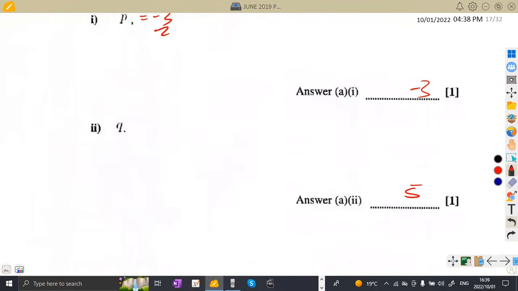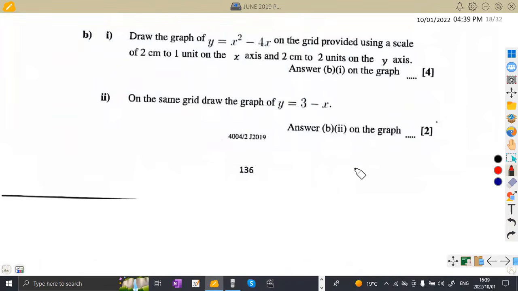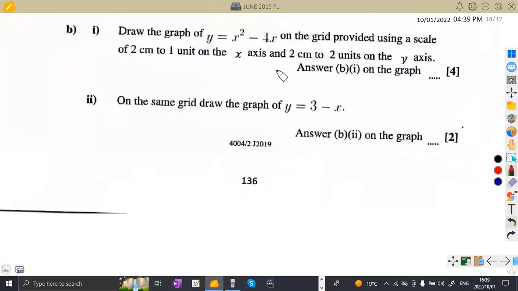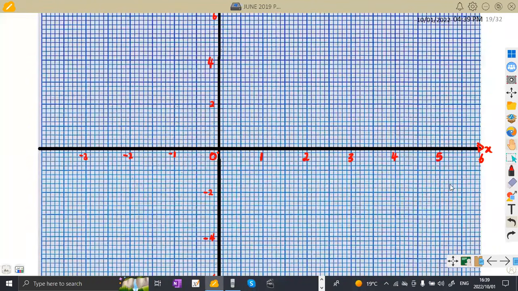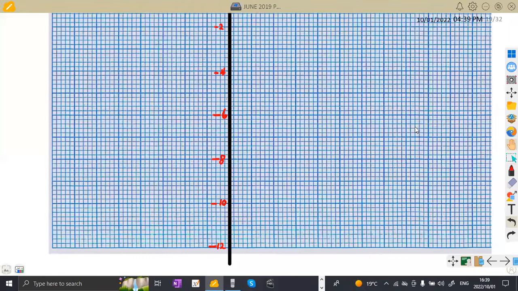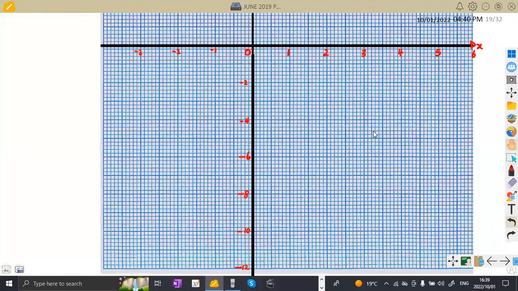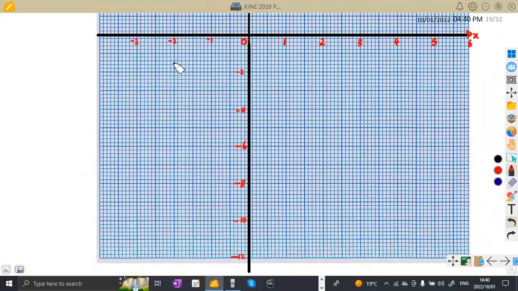Let's see the other part of the question. Now draw the graph on the grid provided using a scale of 2 centimeters to 1 unit on the x-axis and 2 centimeters to represent 2 units on the y-axis. So we're going to have our graph in this manner. We are going to mark the points according to the information that we are given. I'm just going to mark them directly here. So remember the first one, it was minus 2 and 12.